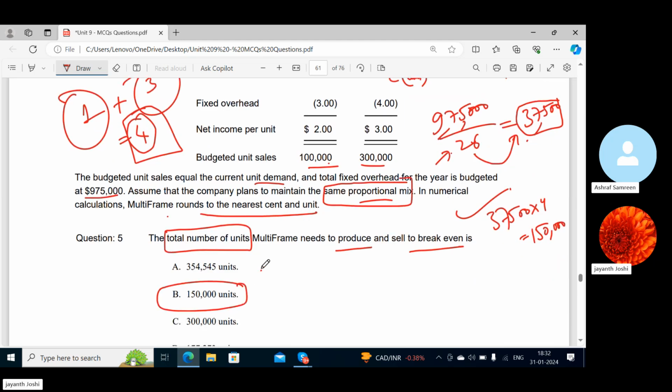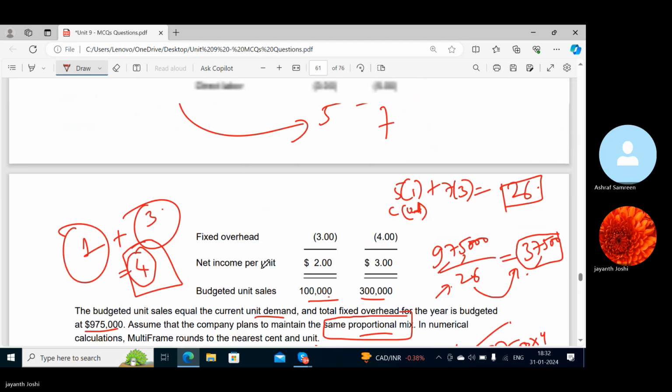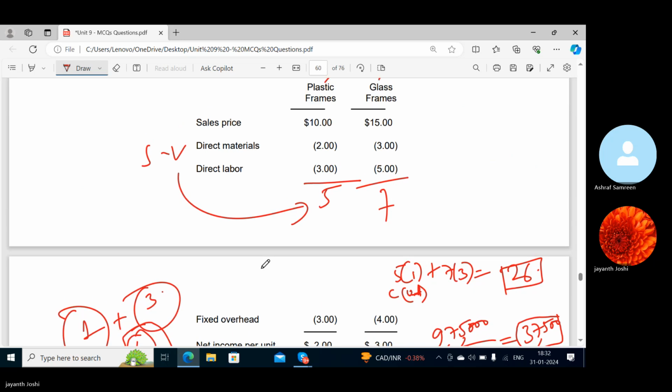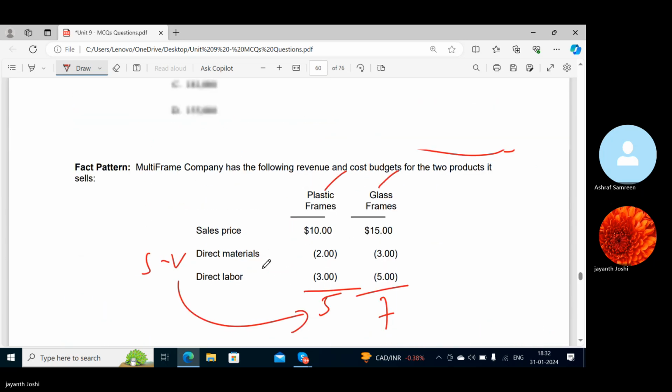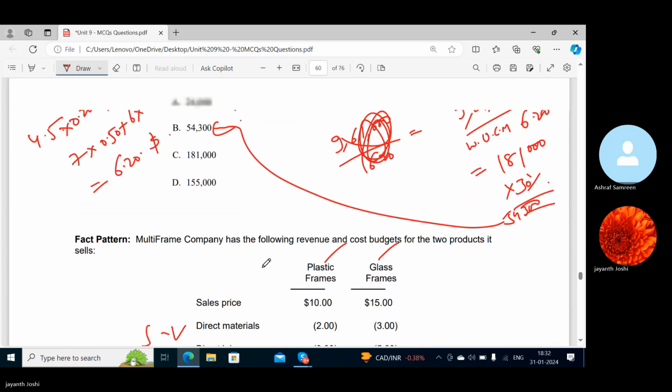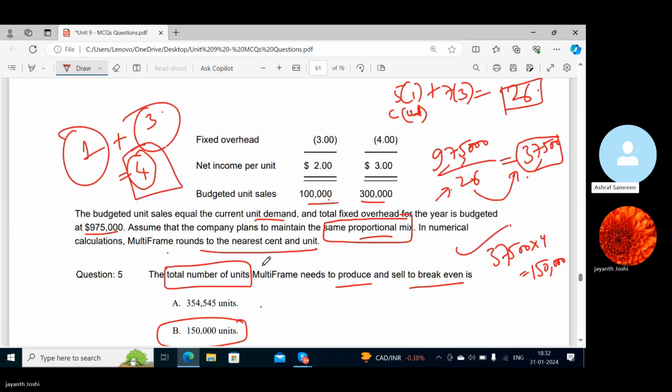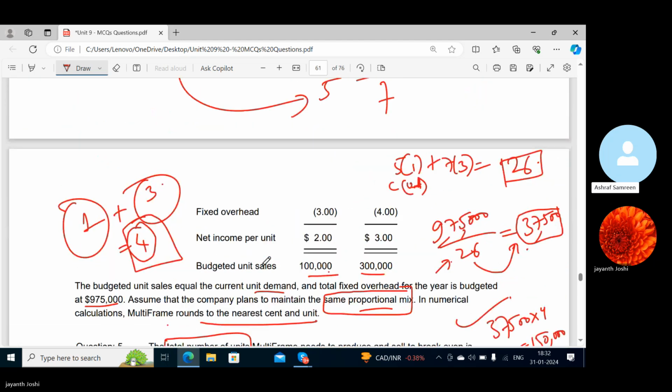Yeah. Just make a note of this. In previous question we did separately. Here for both. Yeah, they're asking total to break even. They asked only for one product, I think. Yes, done, sir. Yeah, next one.